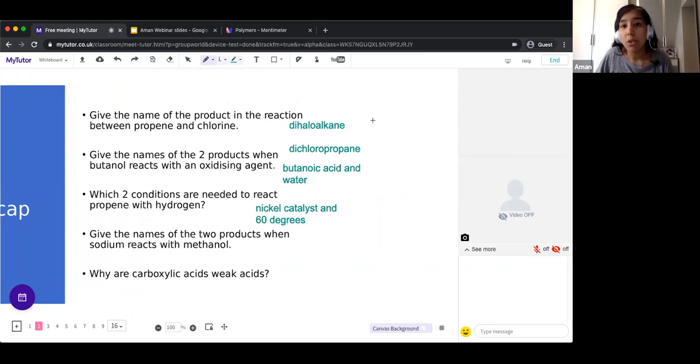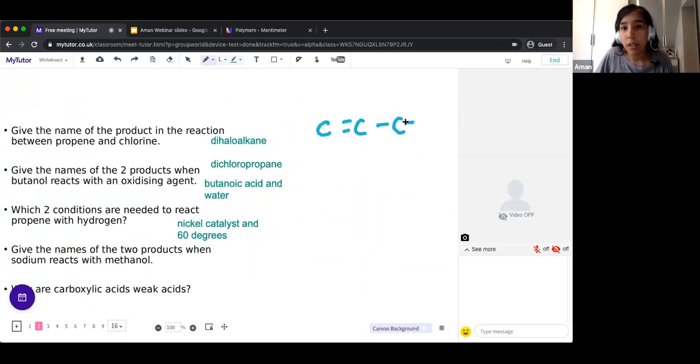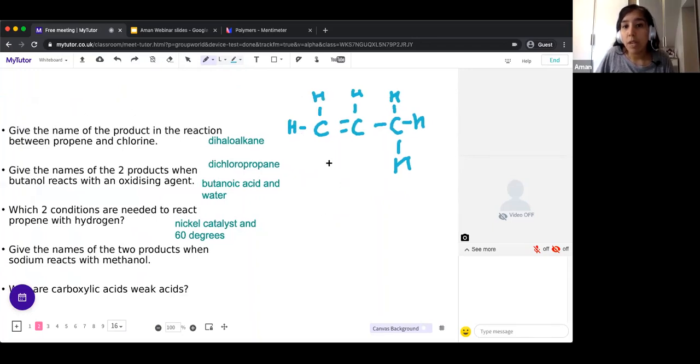So when we're adding on to the double bond, if I draw propene here, so this is our propene. Remember, no more than 4 bonds around carbon, like so. We can see that the chlorine has to add on to this double bond. That's the only place it can add on to. So when the chlorine joins, it comes on here like so.